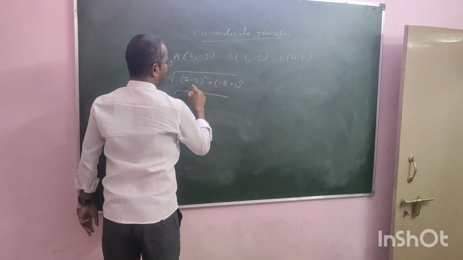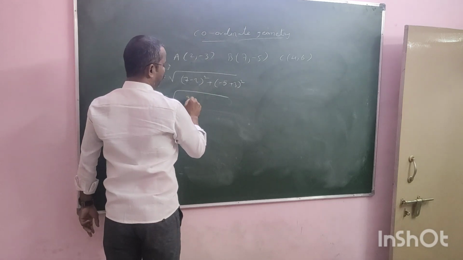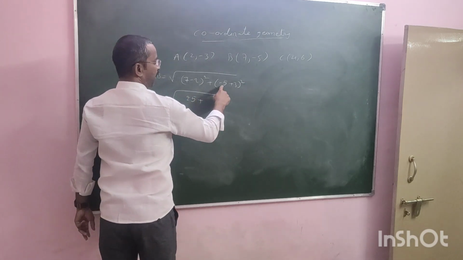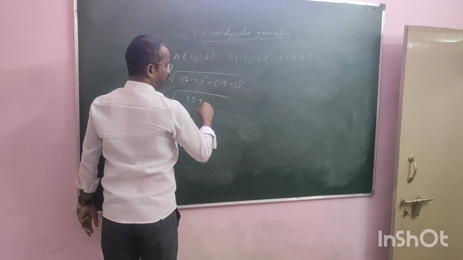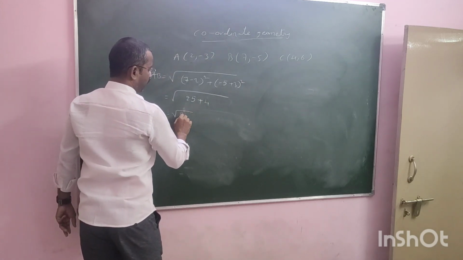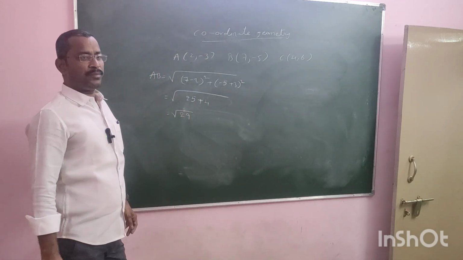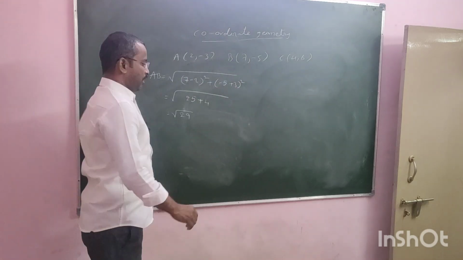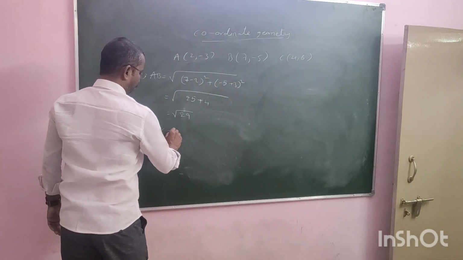Now, the square root of 7 minus 2, 5 squared is 25, plus (-5 plus 3) which is minus 2, whole squared is 4. So we can write it as root 29. AB completed. Now go through BC.